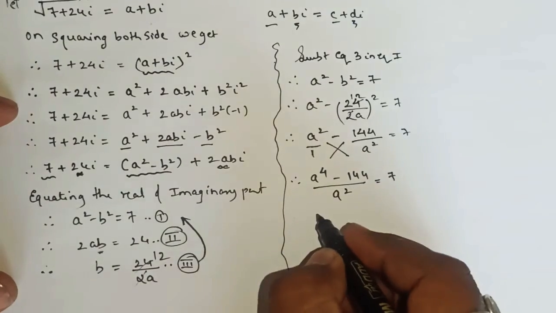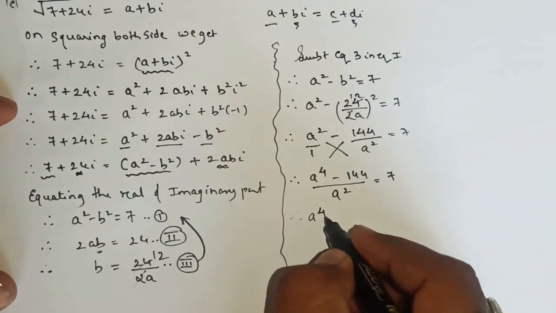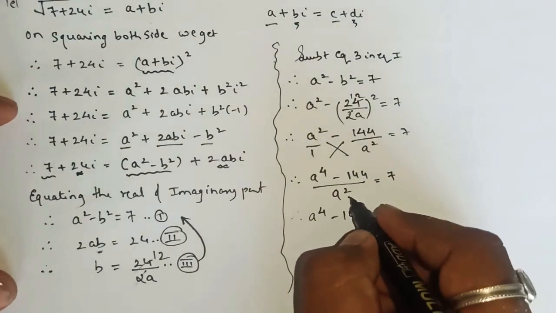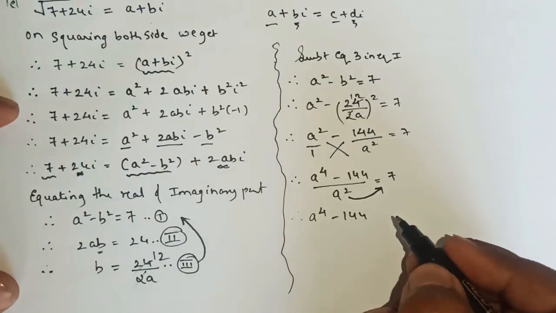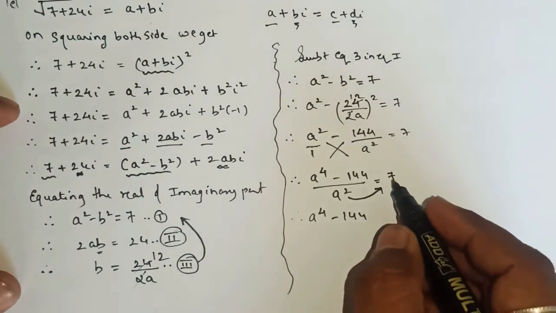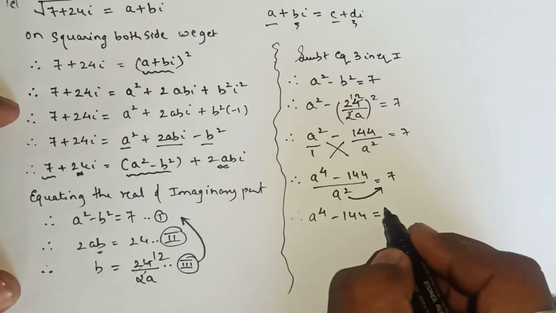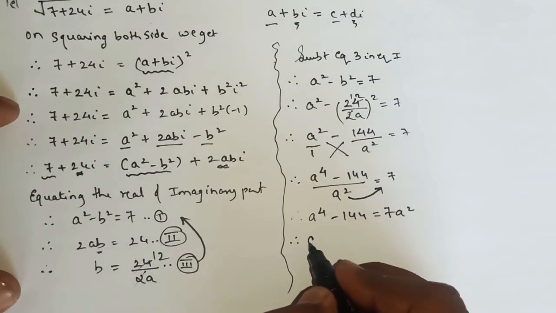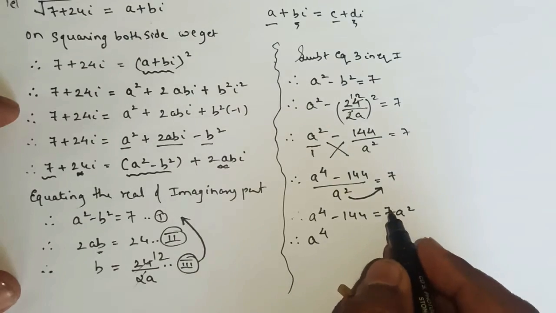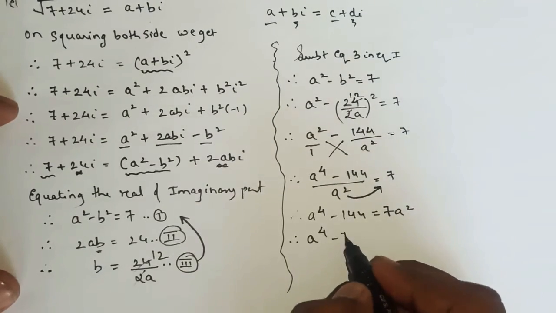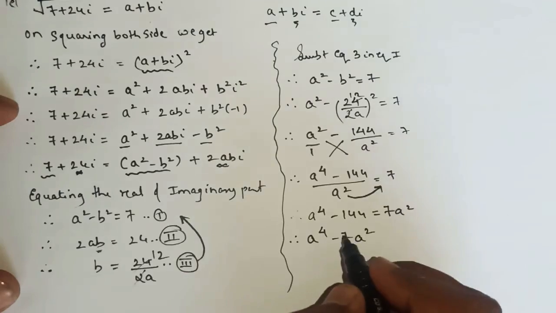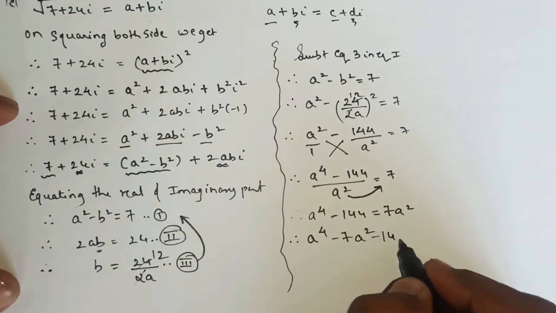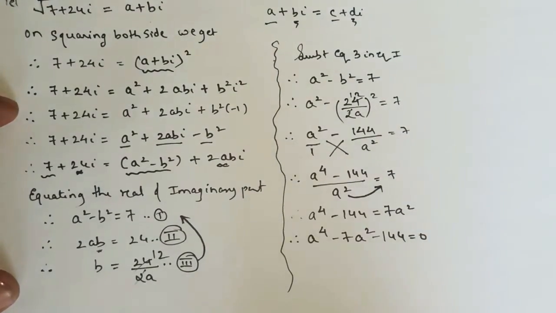Okay, so therefore now a raised to 4 minus 144, so this a square will shift to the right hand side. So here this part will be what? 7a square. Okay, so now we'll arrange this equation. A raised to 4, this plus 7 will come to the left hand side, so it will become minus 7. Yes or no? And then minus 144 equals 0.